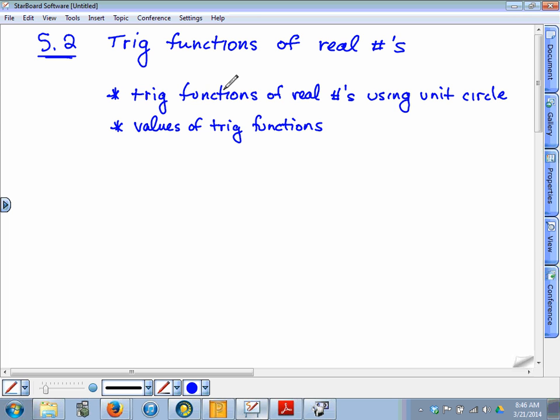Okay. Most applications, especially in physics and in the real world pretty much, most applications of trigonometric functions don't deal with angles, they deal with real numbers. So we need to look at how to define trigonometric functions when the input is a real number. So here's what I need you to do.